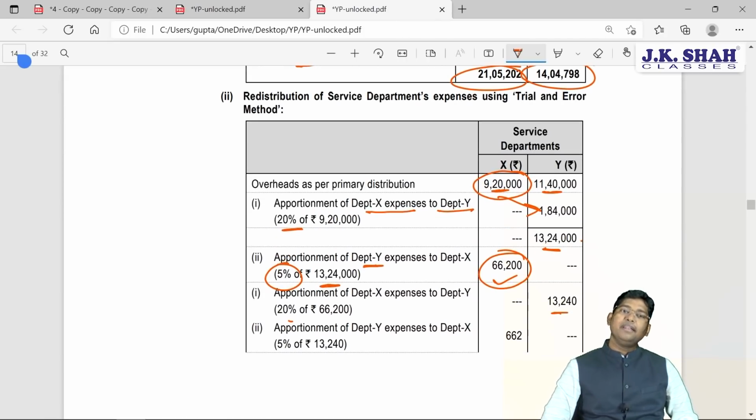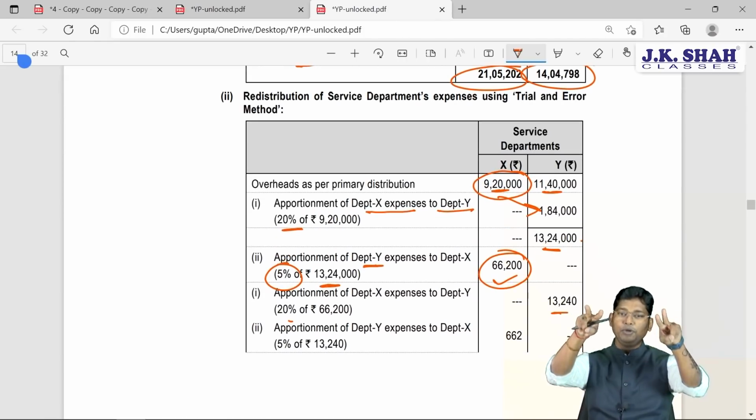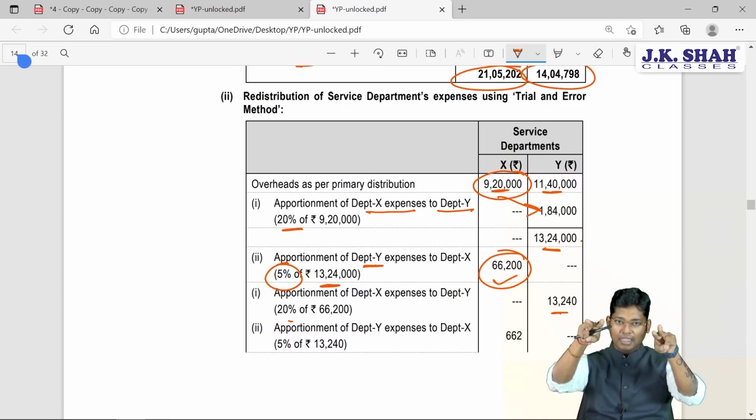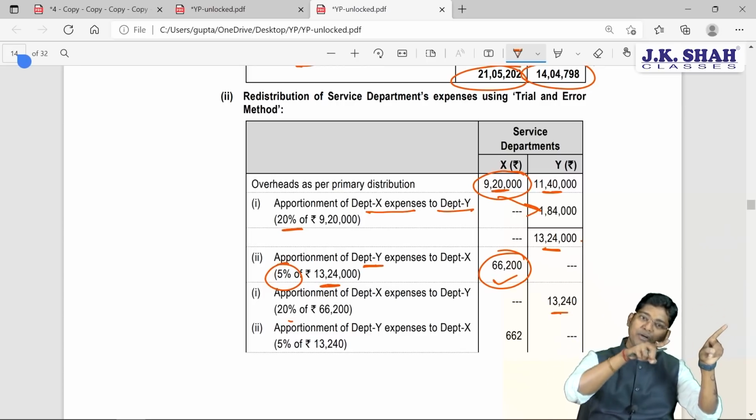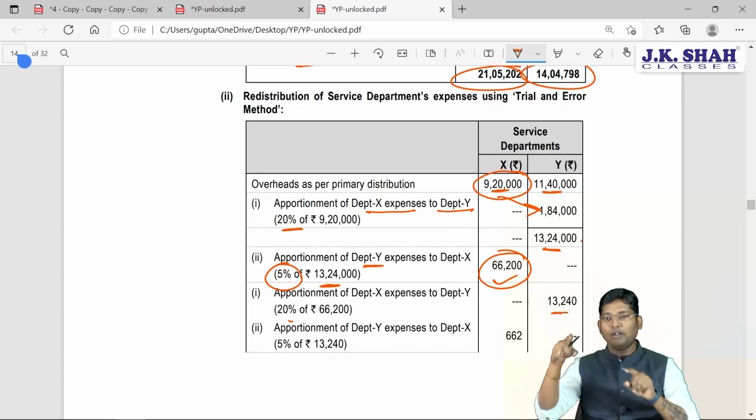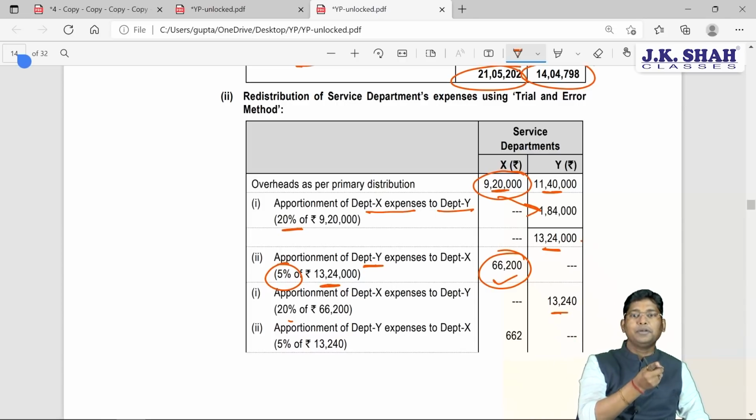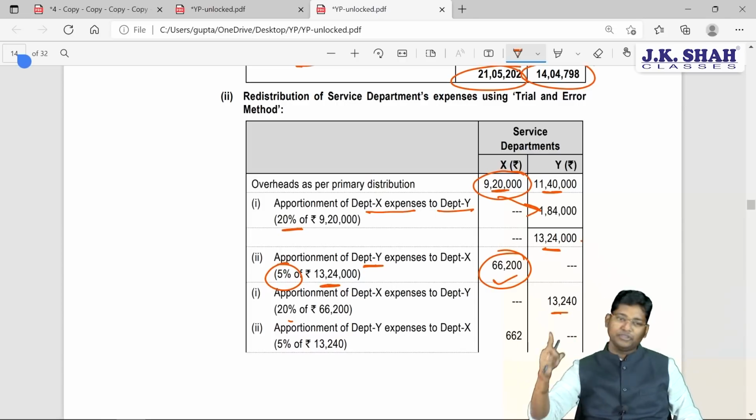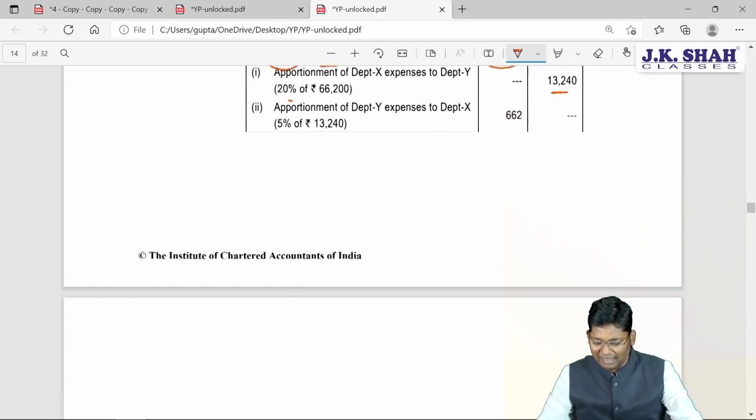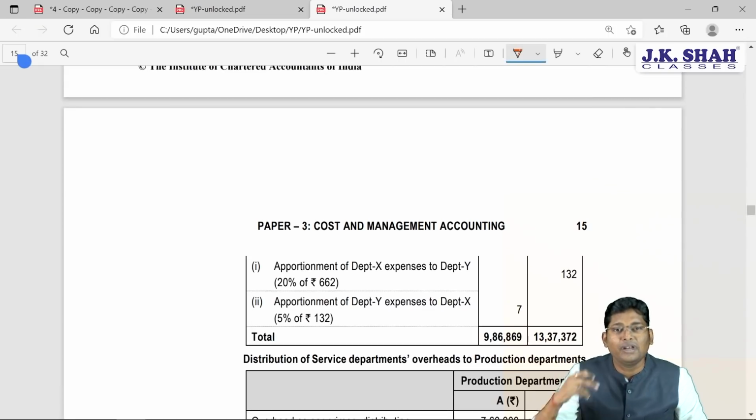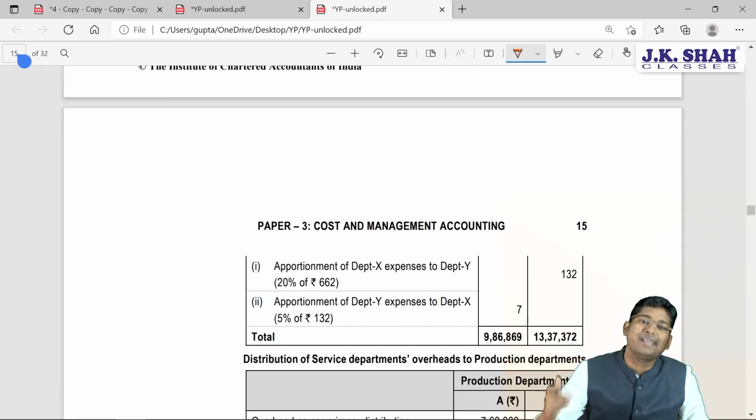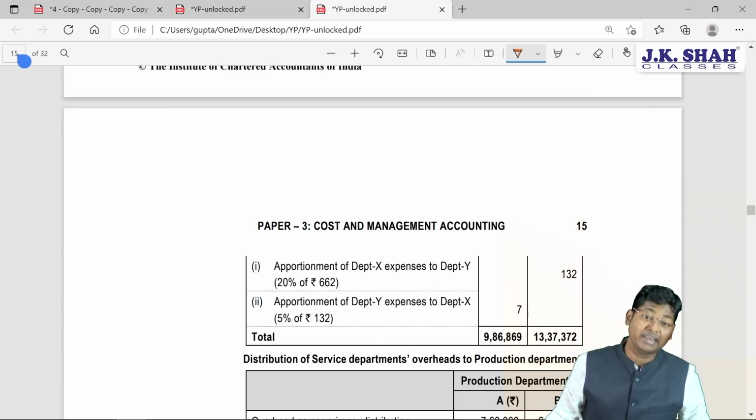Whenever trial and error method is asked in the question, first put original overhead values. Then calculate according to the given percentage the value of second department. Then on total, compute the first department percentage. Then compute second department percentage, first department, second department. Maximum 3 times you need to repeat this particular distribution. This is the trial and error method, which is very simple.